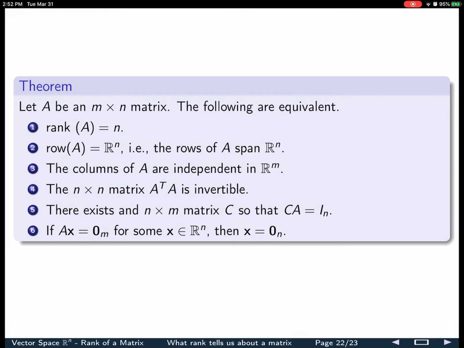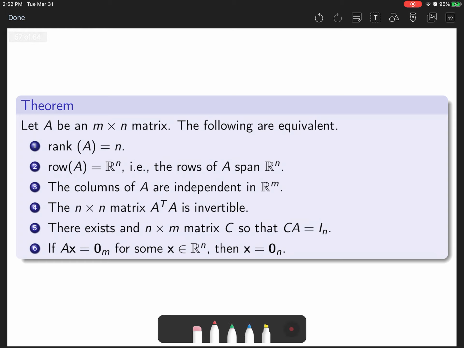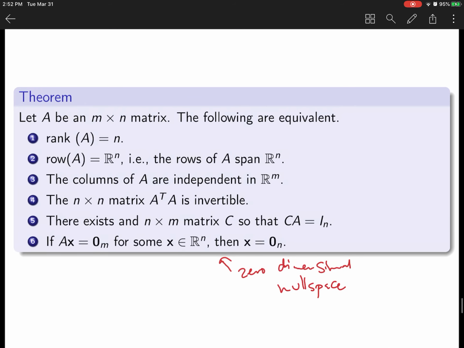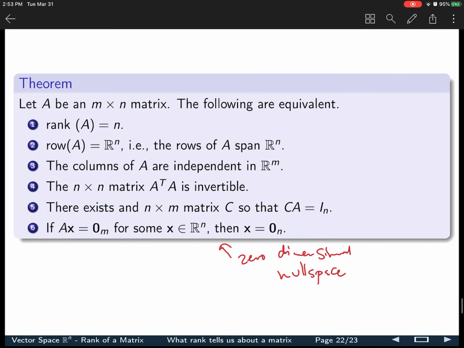And if Ax equals 0 for some x in Rn, then x is the 0 vector. All that means is that we have a zero-dimensional null space here. Zero-dimensional null space. Cool. All right, so that's what it looks like to have full column rank. All of those conditions happen at exactly the same time.